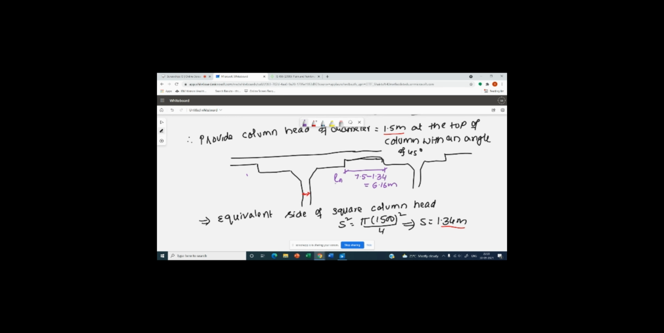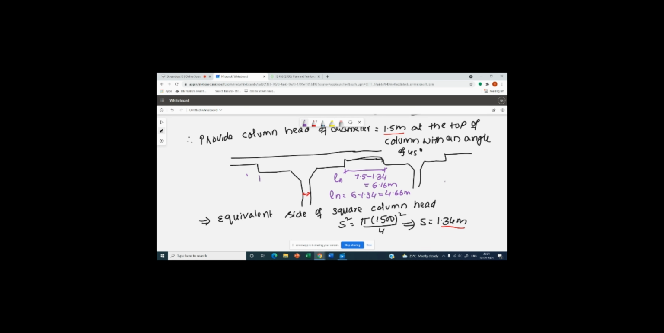The definition of clear span has been explained in part 1, slab. I have already discussed it in my previous video, so I'm just calculating the clear span along the longer span. In the same way, you can find the clear span in the other direction, that will be 6 minus 1.34, so 4.66 meters.